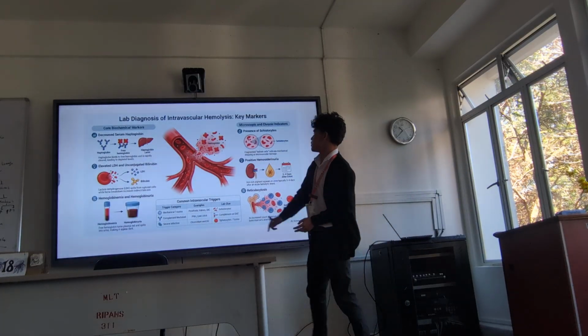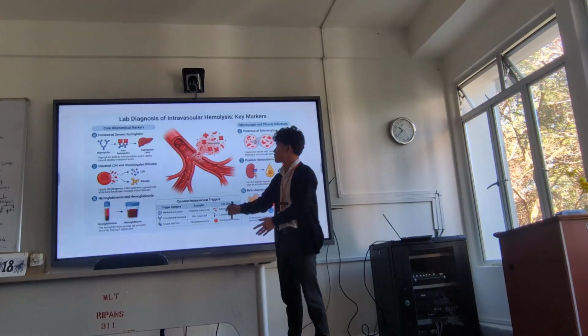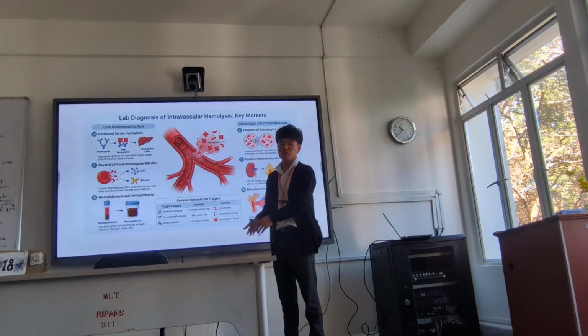As you can see, when RBCs break down, there is free HB, and haptoglobin is produced by the liver.